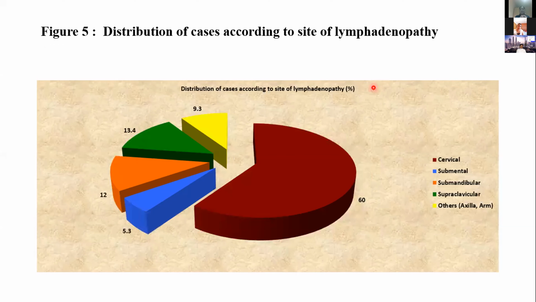Now, coming to the site of lymphadenopathy, in concordance with most of the studies done on tuberculosis lymphadenitis, even our study showed the highest involvement of cervical lymph nodes, followed by supraclavicular and submandibular. The reason for the highest involvement of the cervical lymph nodes is that they are the first to be drained lymph nodes.